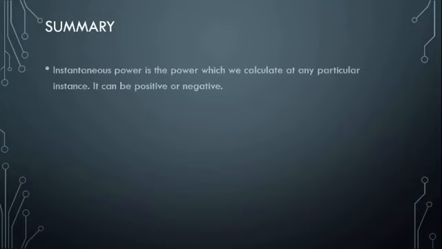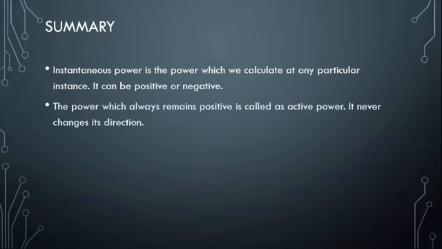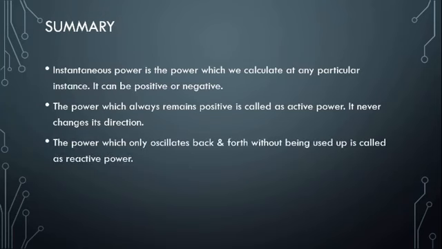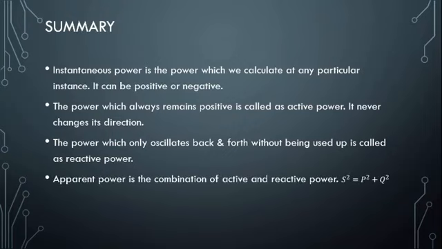Let's take a quick recap of what we have seen so far. Instantaneous power is the power which we calculate at any particular instant. It can be positive or negative. The power which always remains positive is called active power. It never changes its direction. The power which only oscillates back and forth without being used up is called reactive power. Apparent power is the combination of active and reactive power, and the relationship between active, reactive and apparent power is given by S square is equal to P square plus Q square.